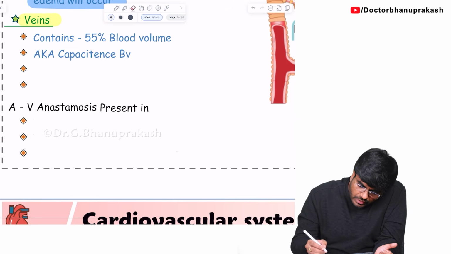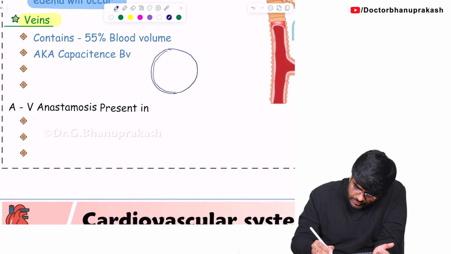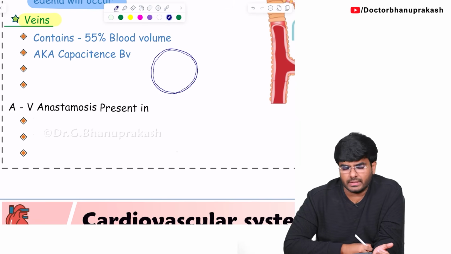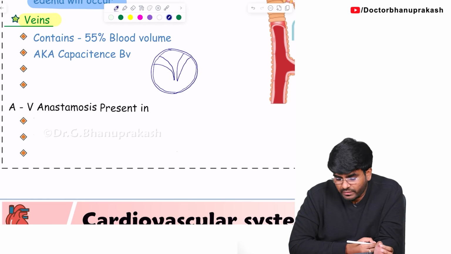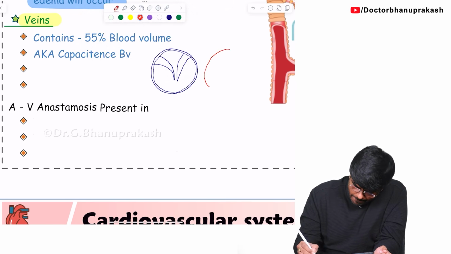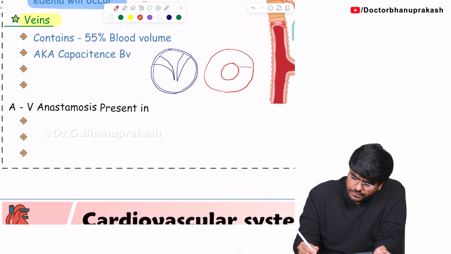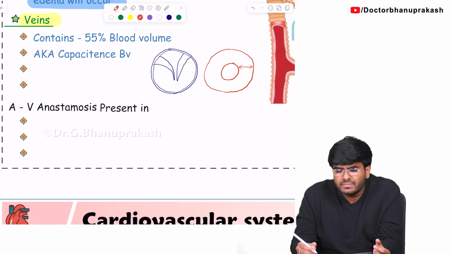And if you ever look at a vein, this is how a vein is going to look. Veins have a very thin wall, very, very thin, and inside the vein you have the valves. Veins always have valves. Now, look at an artery. This is how arteries look. The arterial wall is very thick. You can never collapse the arteries.